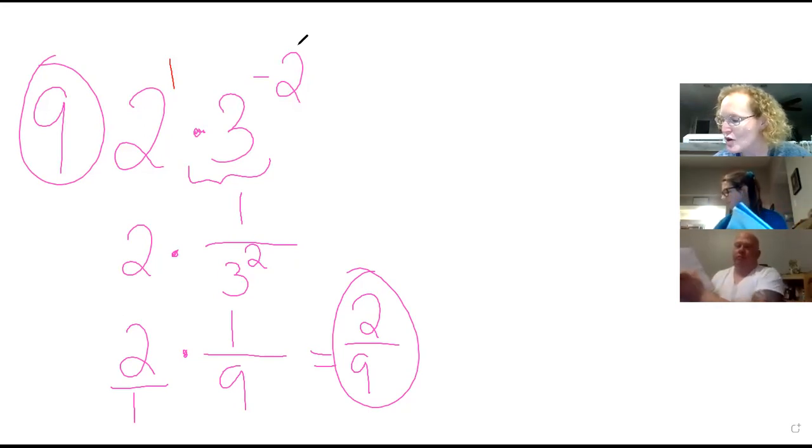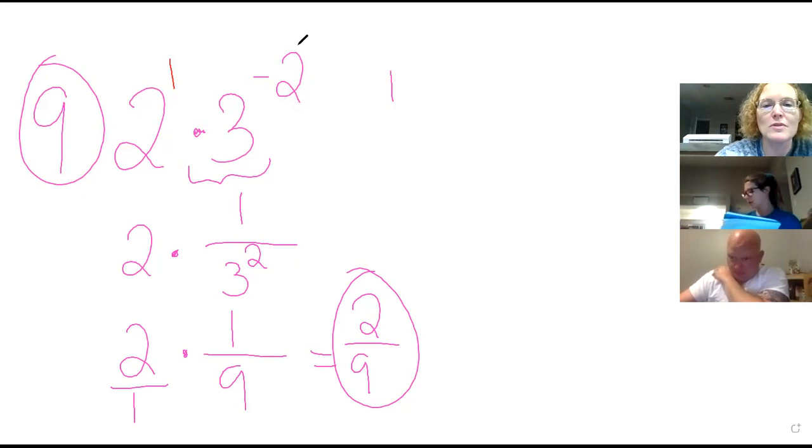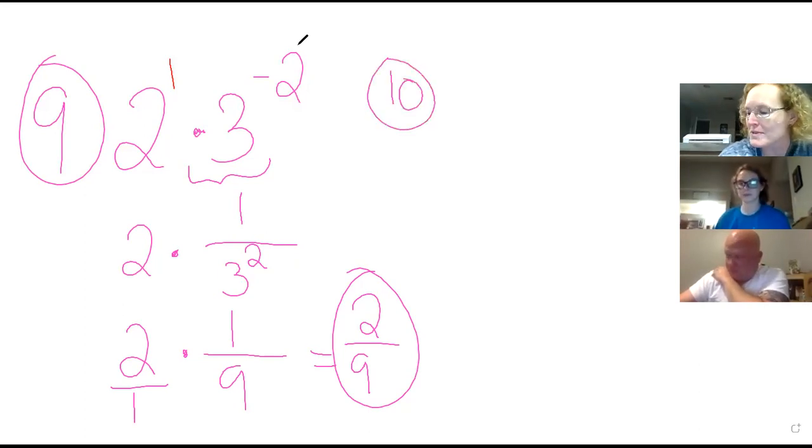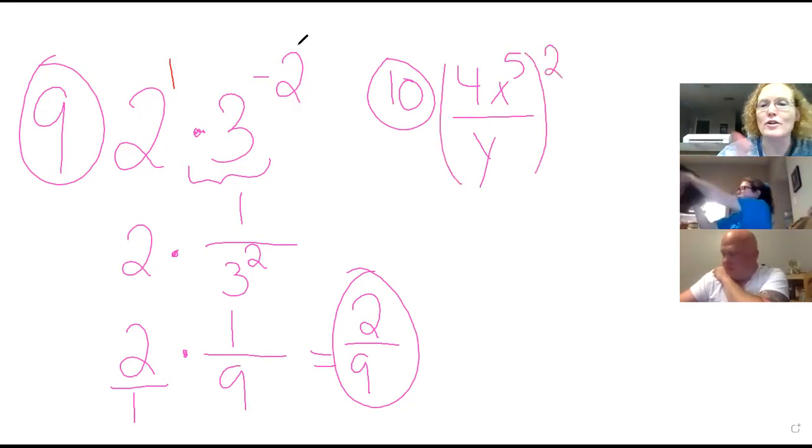All right, let's try a pretty tricky one. Actually, we're going to try a couple of pretty tricky ones. So let's try this. So problem 10, we are going to try 4x to the 5th over y, all of that squared.